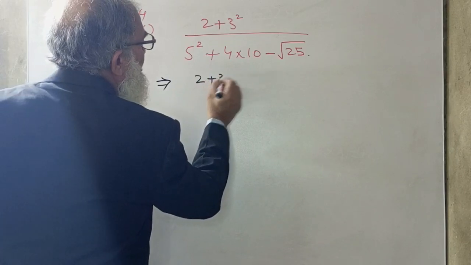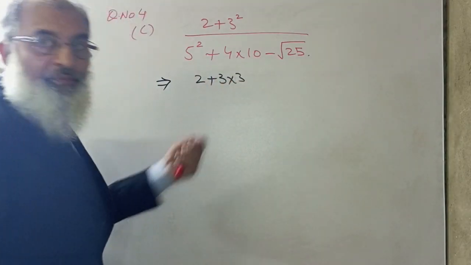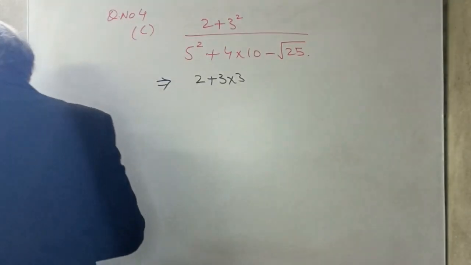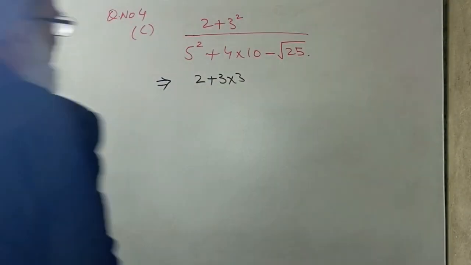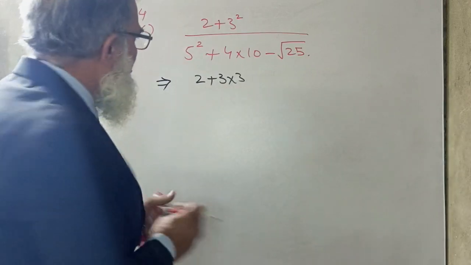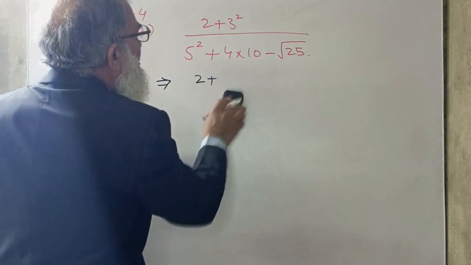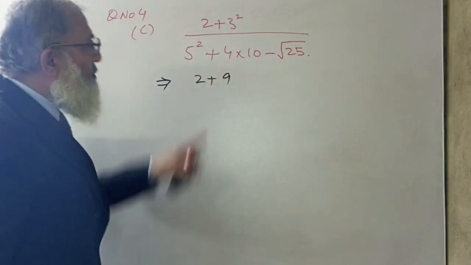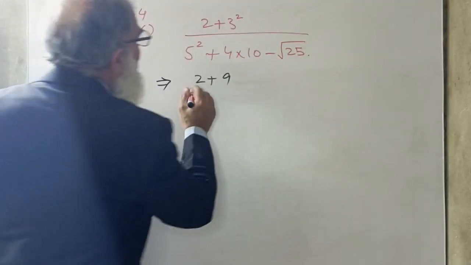3 times 3. Okay. Or you can even write it directly. You can even write it directly. How? Like this. 3 square is 9. So you see we have cooped up with this.